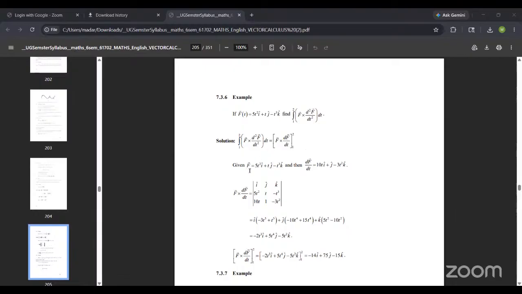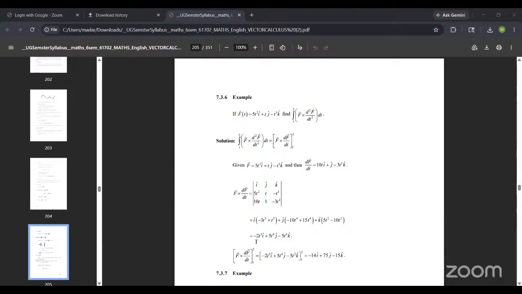So given f is 5t squared i plus t j minus t cubed k, then df/dt becomes 10t i plus j minus 3t squared k. Now find f cross df/dt. So this is i j k, 5t squared, t, minus t cubed, and the derivative: 5t squared derivative is 10t, t derivative is 1, and t cubed derivative is minus 3t squared. Now do the cross product.